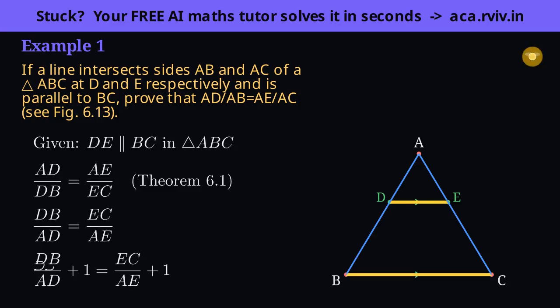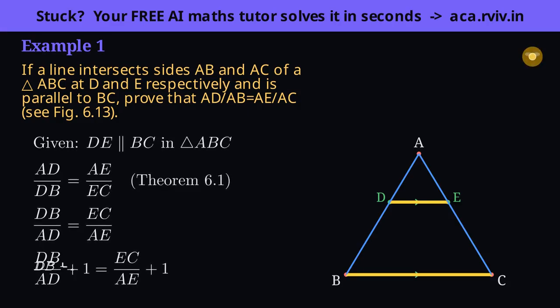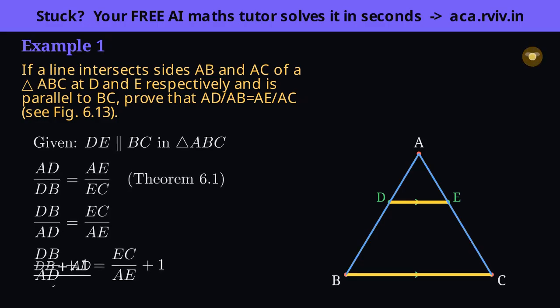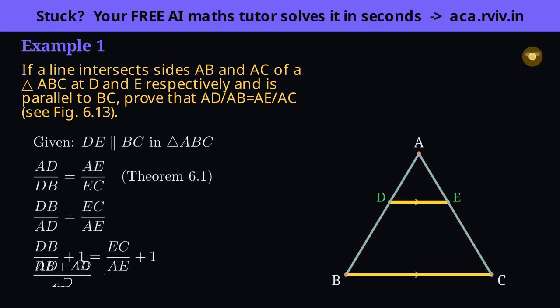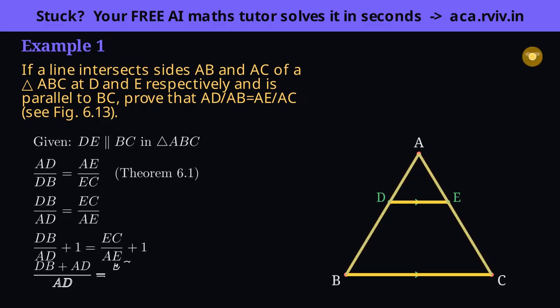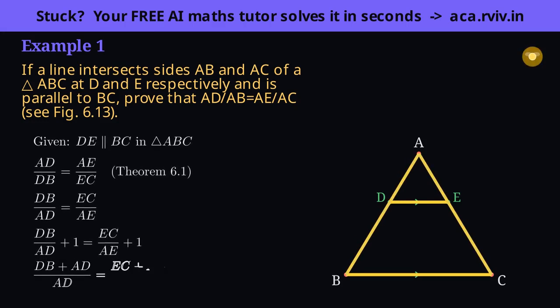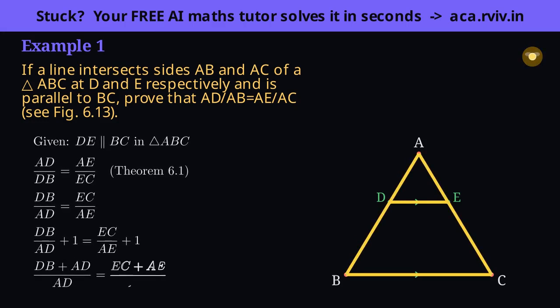Watch the magic combine. On the left, DB over AD plus 1 becomes DB plus AD, all over AD, and DB plus AD is just the whole side AB, the full left edge on our figure. The same thing happens on the right, EC plus AE is the whole side AC. So we get AB over AD equals AC over AE. We've traded parts for wholes.